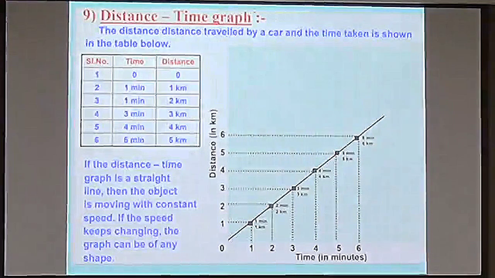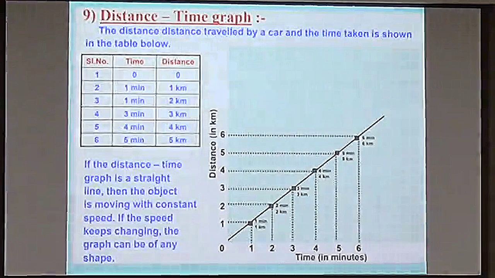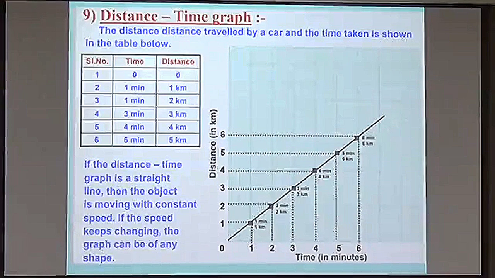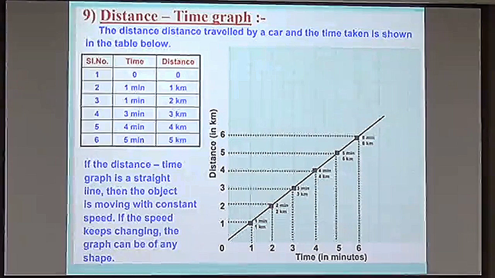Now, I have already told you that the motion can be uniform or it can be non-uniform. So how will we come to know whether motion is non-uniform or uniform? We can find it with the help of a distance time graph. So here the graph is plotted between distance and time. Along the x-axis, time is taken in minutes, and along the y-axis, distance is taken in kilometers. Now see the table. The values are provided.